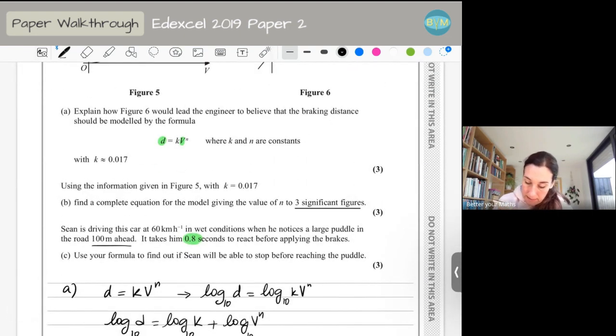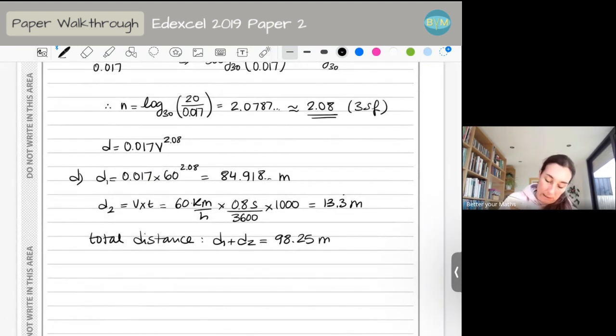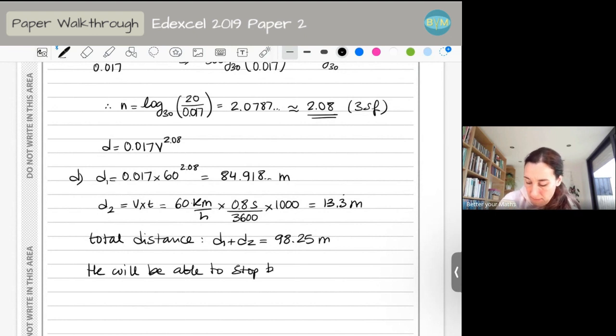And it says, find out if he will be able to stop before reaching the puddle. So he will. So write a conclusion, right? He will be able to stop before the puddle. Does it make sense?